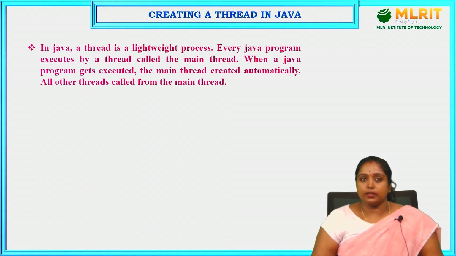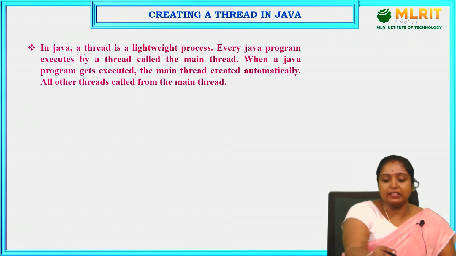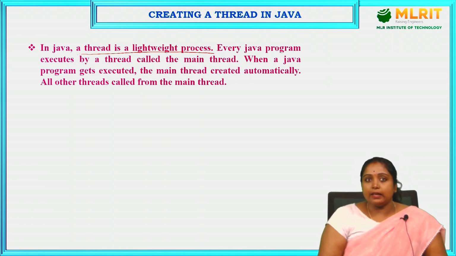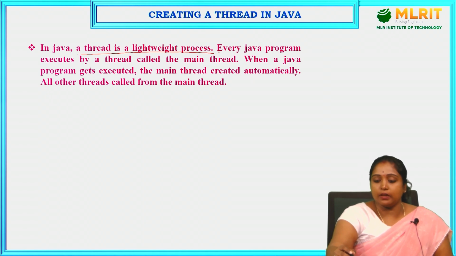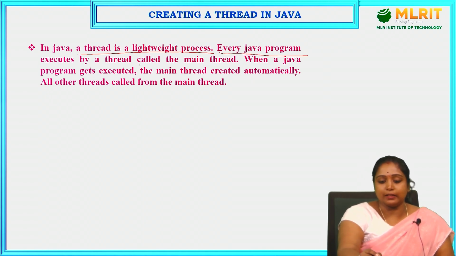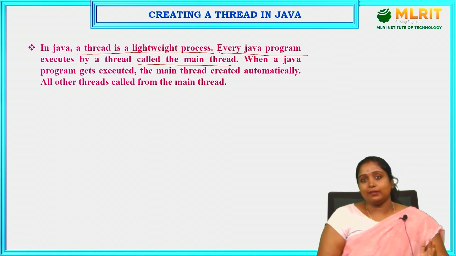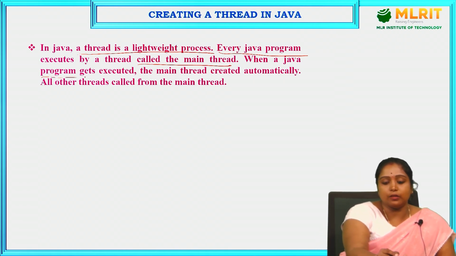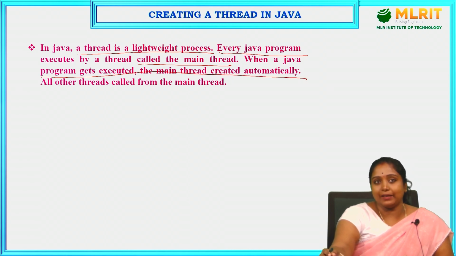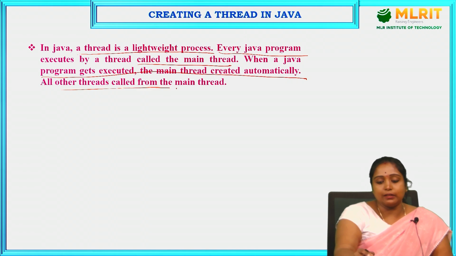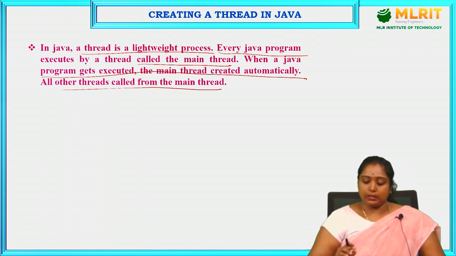Here we have already seen a thread is a lightweight process. In a Java program, every Java program is executed by a thread called the main thread. So, one thread will always be executed, and that thread is called the main thread. When a Java program gets executed, the main thread is created automatically by itself and it is executed. And all the other threads are called from the main thread.